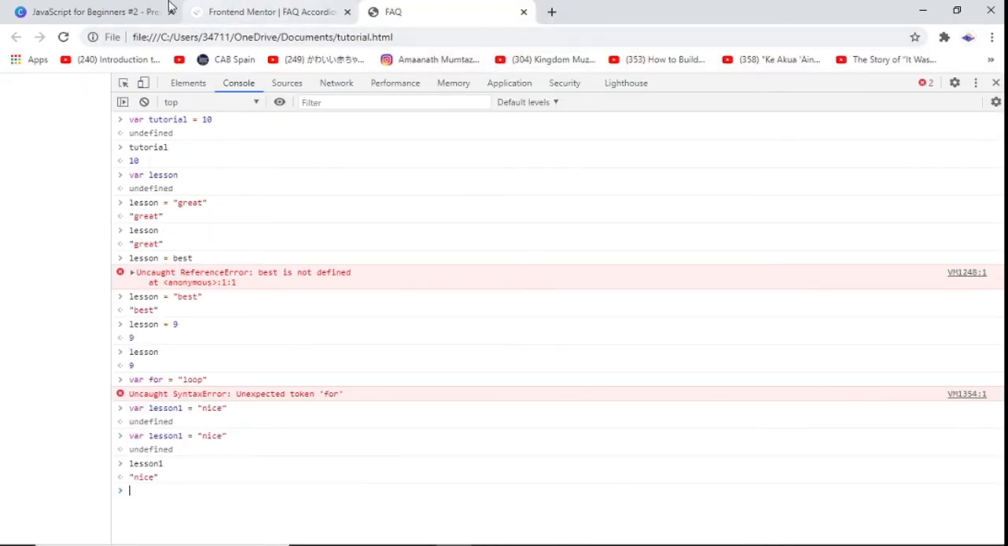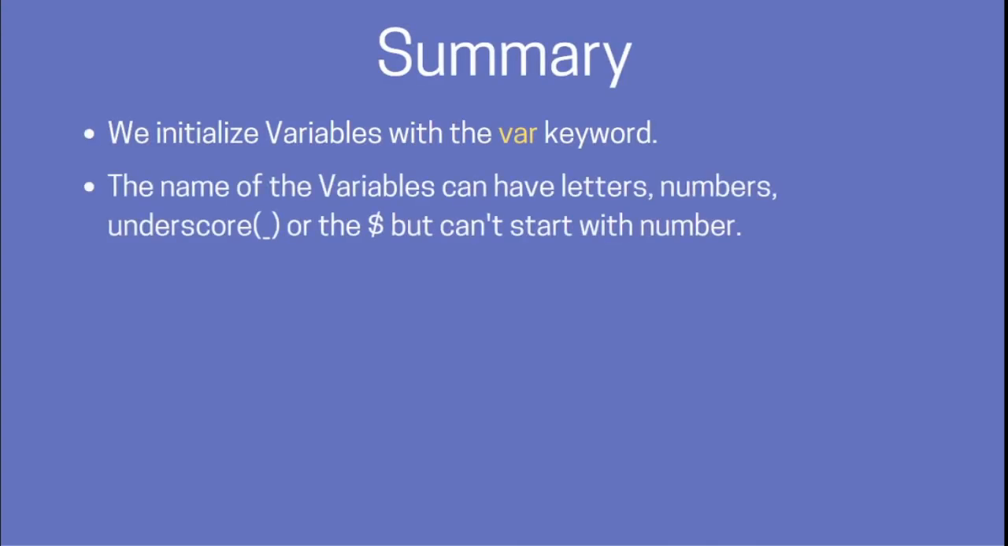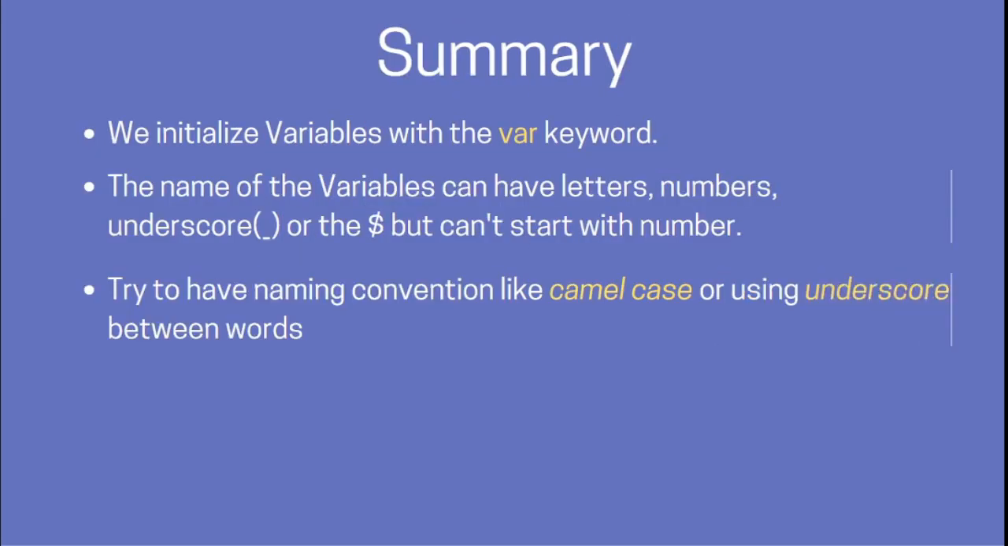And that's about it. Let's get to the summary. The first thing is we initialize variables with the var keyword. The next thing is the names of variables can be letters, numbers, underscore, or the dollar sign, but cannot start with a number. The third thing is try to name your variables with camel case or underscore between words. This is good practice. It makes them more readable and just makes it less messy.